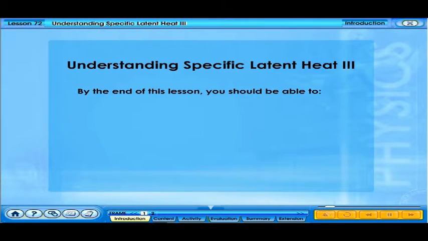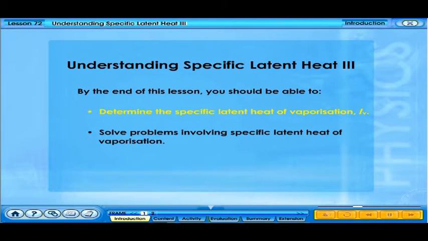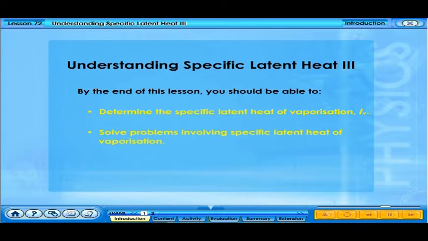By the end of this lesson, you should be able to determine the specific latent heat of vaporization, LV, and solve problems involving specific latent heat of vaporization.